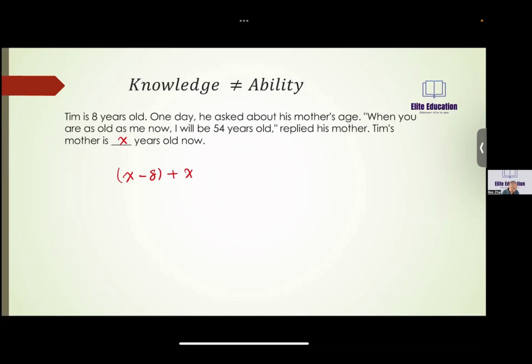If we use an algebraic approach, which is how many parents help their kids, they might say, in that case, look, Tim's mom is X years old today, and after X minus 8 years, she will be 54 years old. So we do the calculation here and find that X plus X minus 8 equals 54. 2X minus 8 equals 54, 2X equals 62, so X equals 31, proving that Tim's mom is 31 years old this year.